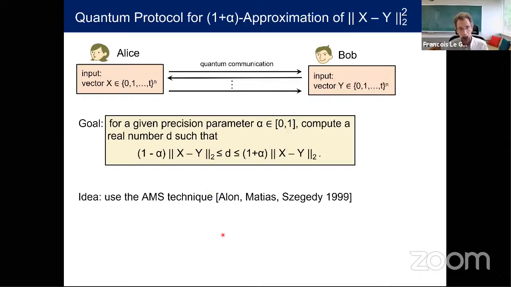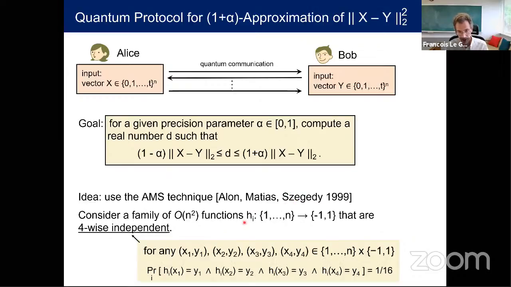The idea is to use a very powerful technique called the AMS technique, by Alon, Matias, and Szegedy. It's a very famous paper. That paper received the Gödel Prize, which is the highest prize for one paper published in theoretical computer science. They received it in 2005, I think. The idea is fairly easy: it uses hash functions, a set of functions from this set to this, which are four-wise independent.